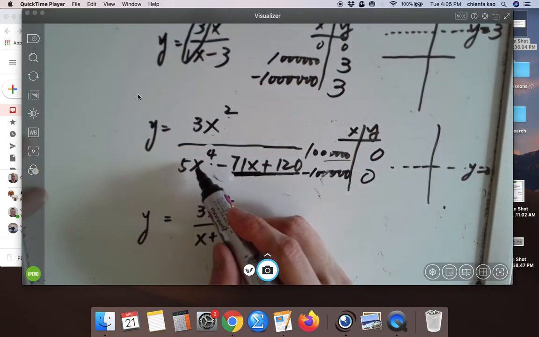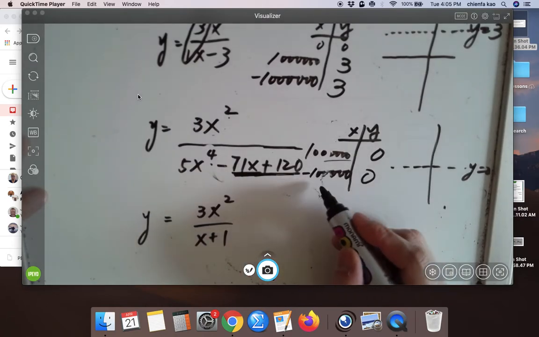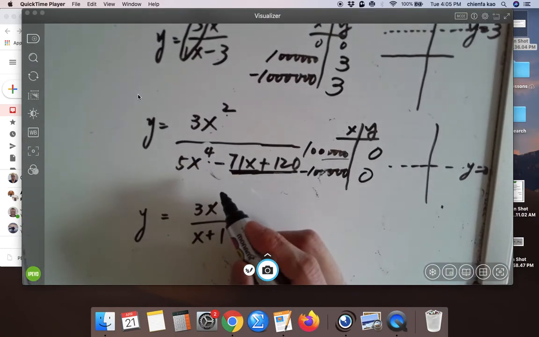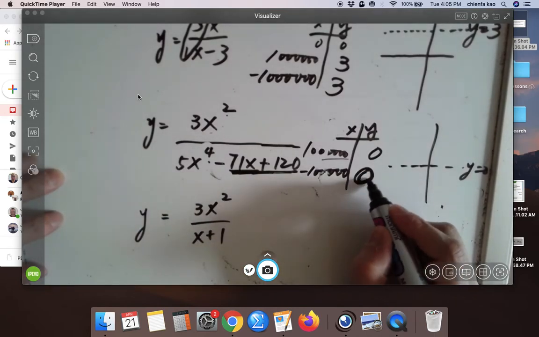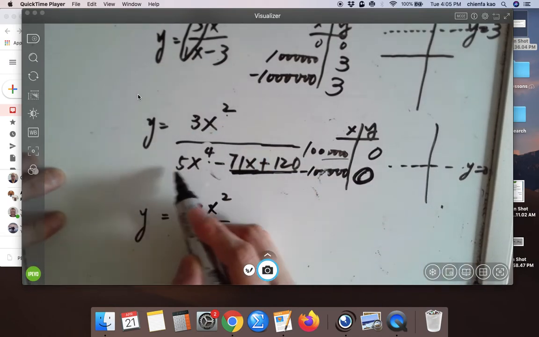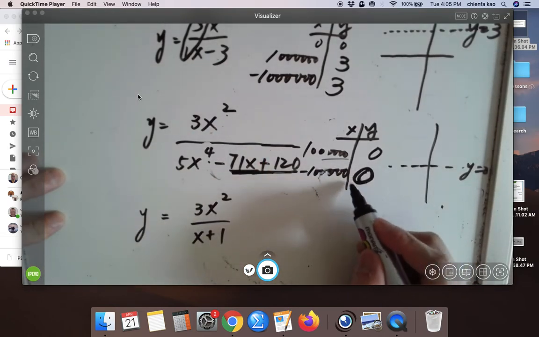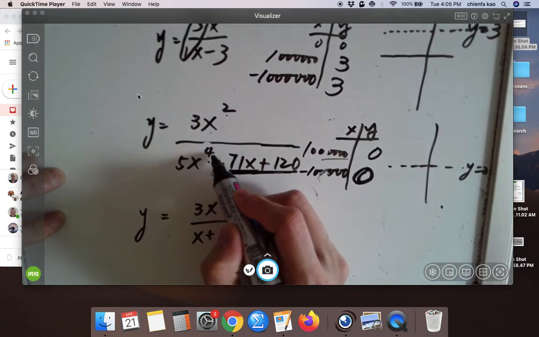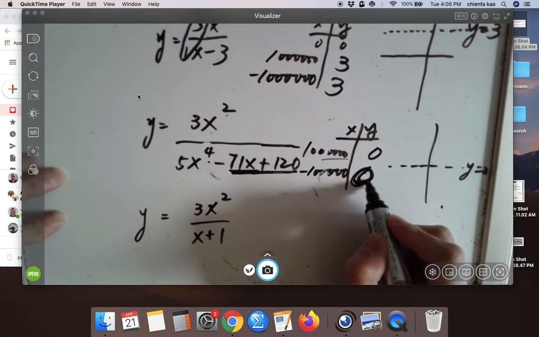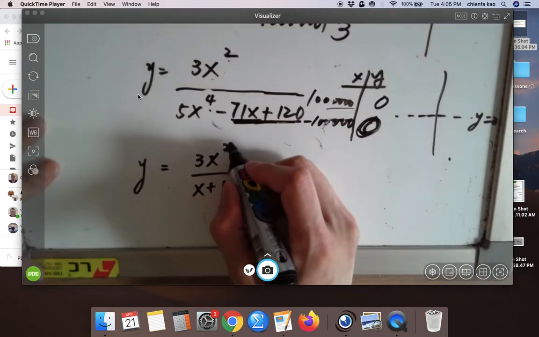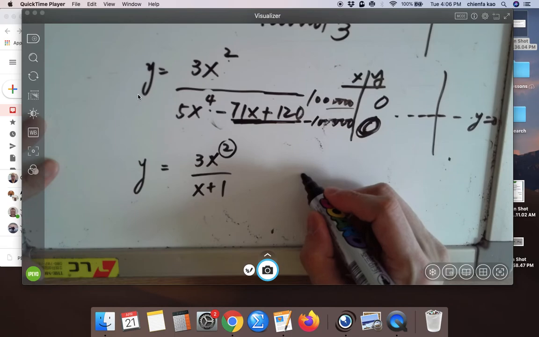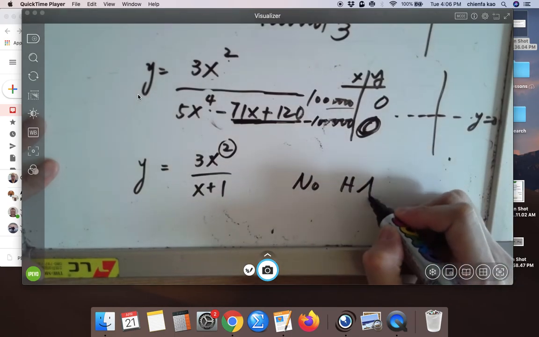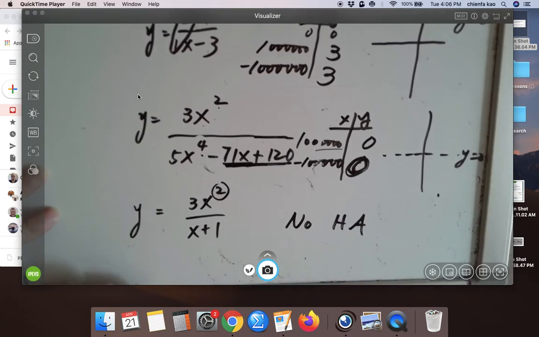But if the bottom one is bigger, I just explained earlier how the bottom number will be so much bigger, or so much more negative, or so much more positive. It's going to be towards 0. It's kind of like 1,000 over 1,000,000,000, which is going to be almost 0. So when the degree at the bottom is higher than the top, it will be 0, always 0. Now, if the degree at the top is higher than the bottom, this is 2, this is 1, there will be no horizontal asymptote.